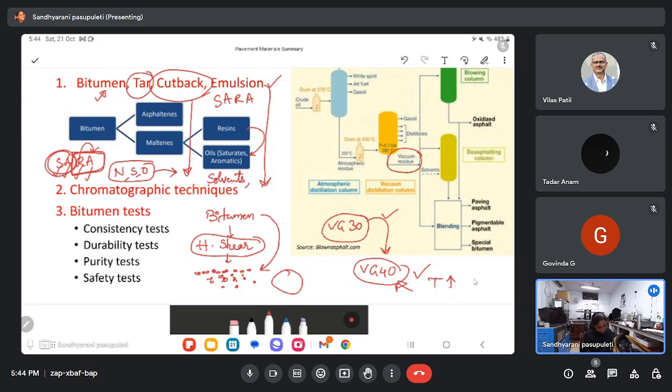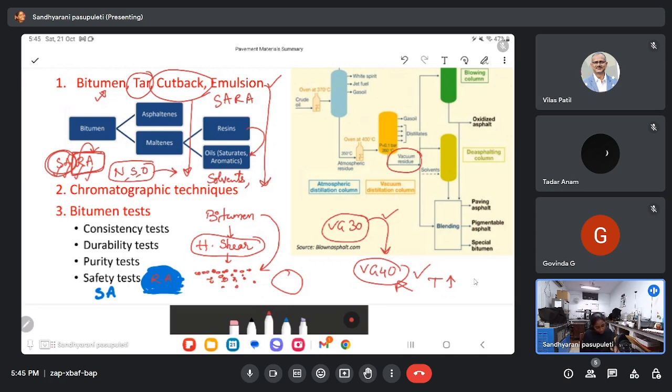Then what is their purpose? These first two, saturates and aromatics, are like a medium. So they provide a home for the resins and asphaltenes. So these resins and asphaltenes will be floating in a medium. That medium is actually provided by the saturates and aromatics. So based upon the concentration of saturates and aromatics, and the concentration of resins and asphaltenes, all the stiffness and their chemical properties, their aging behavior, elasticity behavior, all those will be dependent.